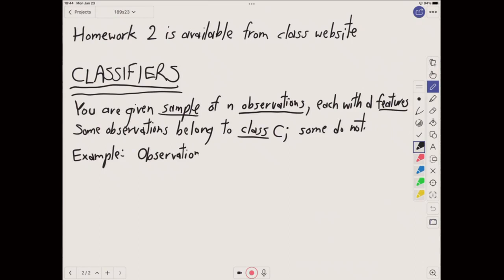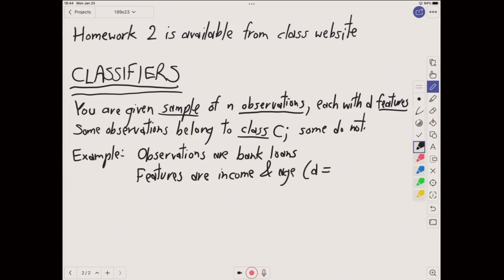So continuing on a theme very similar to last lecture, suppose that the observations are bank loans, and we have two features, income and age. So we're going to say D is equal to 2. D is always the number of features in our model. And some of the observations are in the class that we call defaulted, people who have defaulted on their loan.